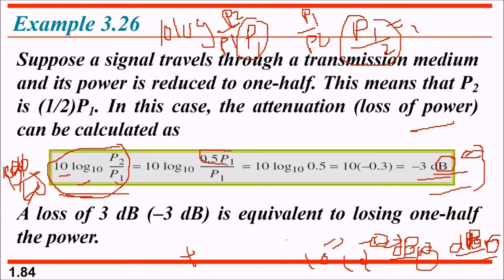We know that P2 is what? P2 is P1 by 2, that is 0.5 P1, and this is just 10 log10 of 0.5, and that will be equal to 10 into minus 0.3, so minus 3 dB. So this is the loss of power, the attenuation.